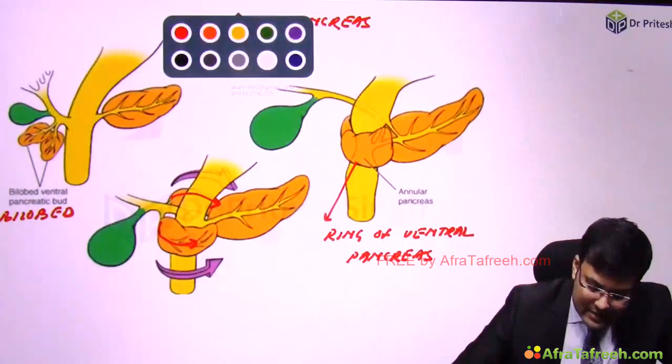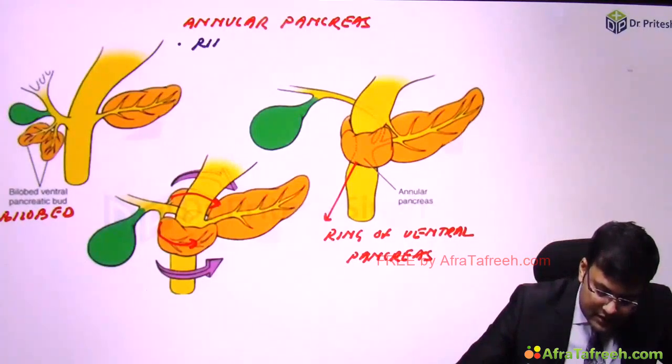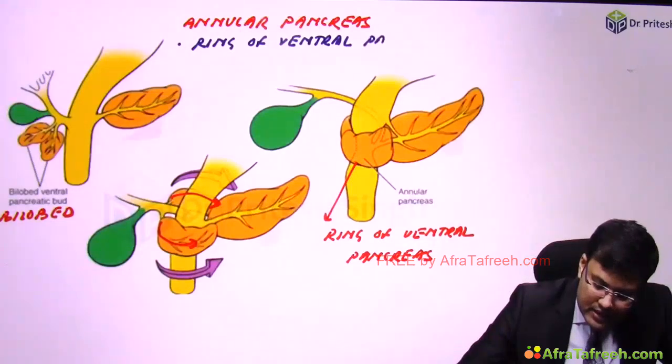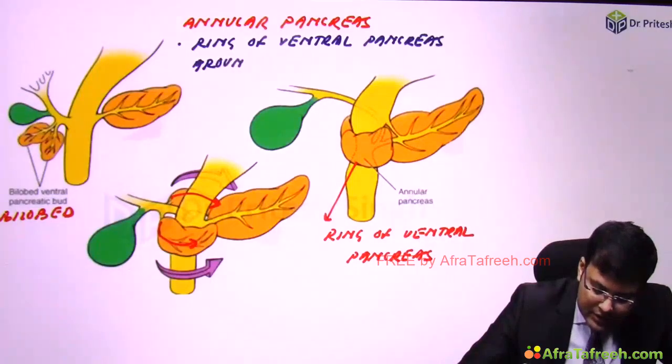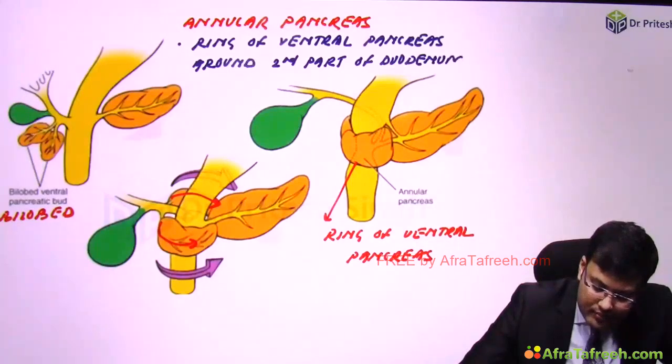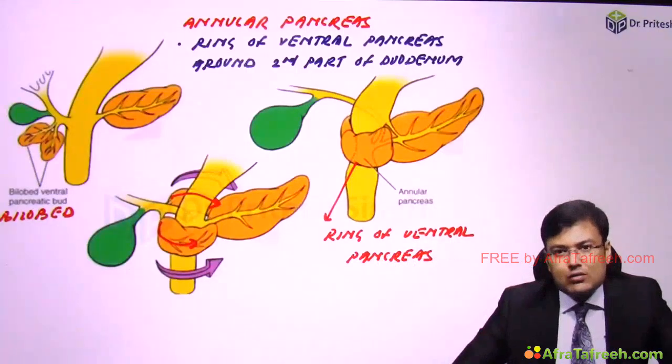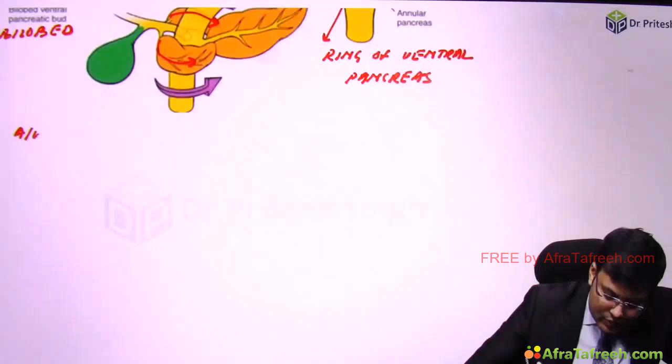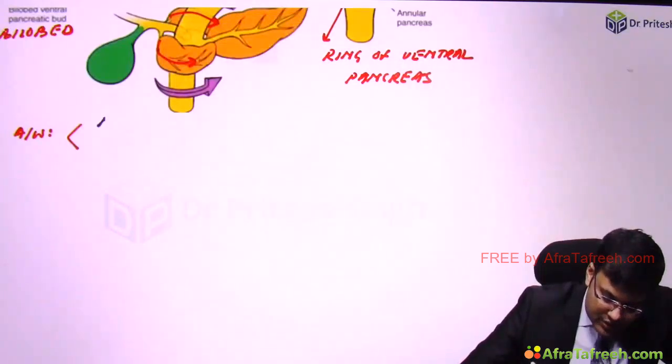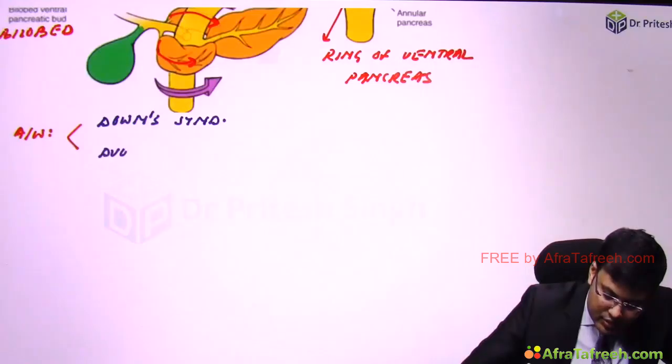So it is characterized by formation of a ring of ventral pancreas around the second part of duodenum. This is associated with Down syndrome and duodenal atresia. So annular pancreas, what are the associations? It is associated with Down's syndrome and duodenal atresia.